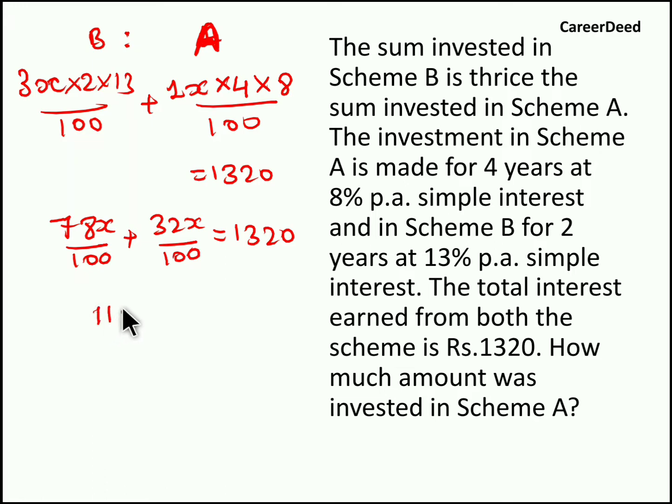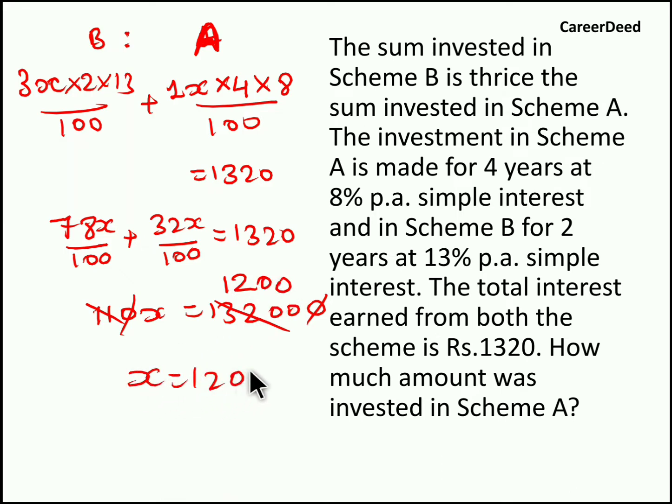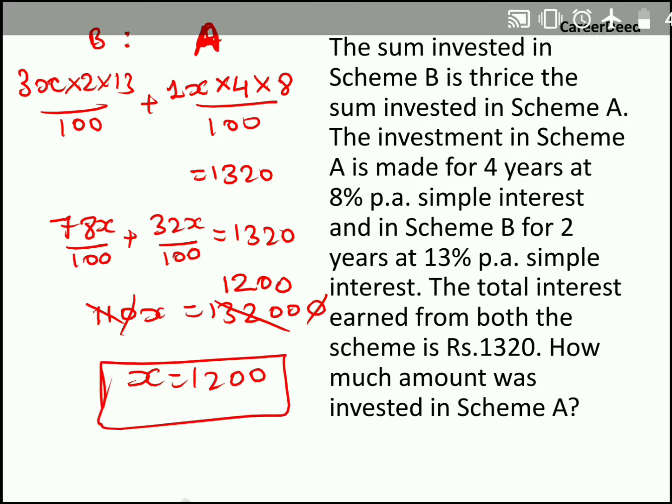78 plus 32, 110x. So 100 can be taken to the right hand side. It is 132000. 0 0 cancel. 11 into 12 you get 132. You have 2 zeros. So x value is nothing but 1200 rupees. So answer for this question is A invested 1200 rupees in scheme A.